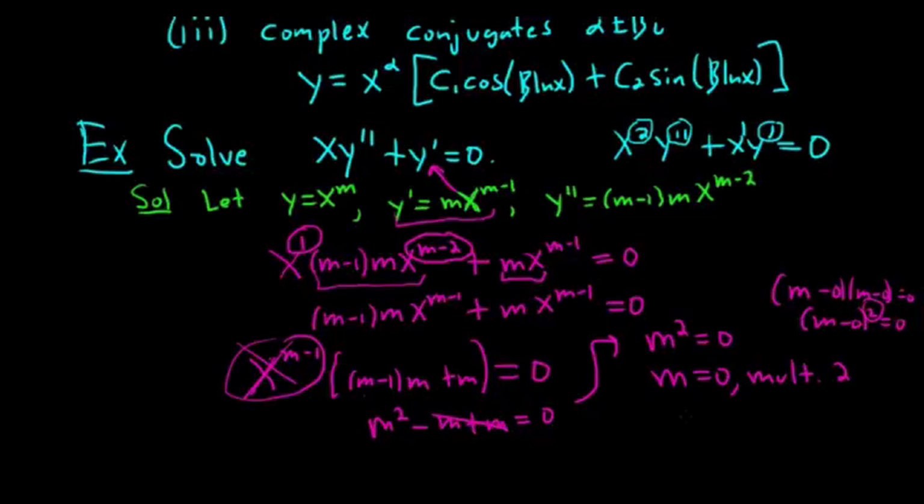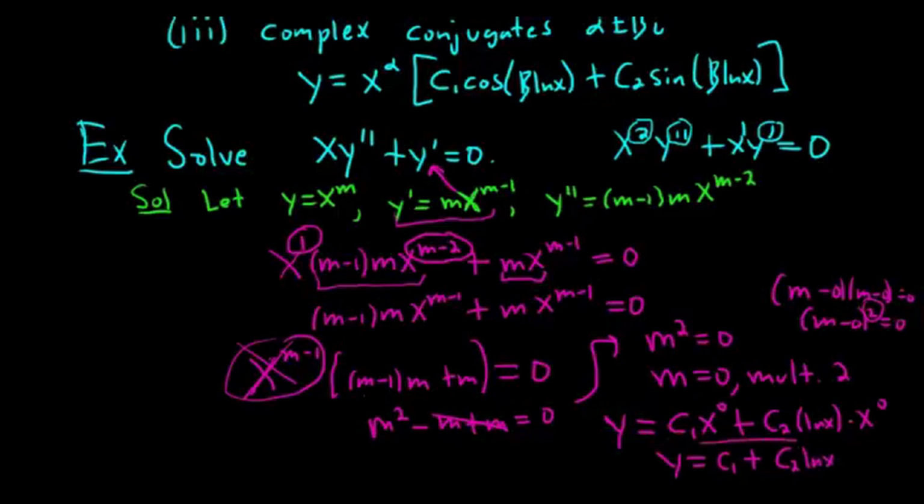Okay, so that means our answer is going to be y equals c1 x to the 0, plus c2, and then it's repeated, so we have to have ln x times x to the 0. So y equals c1 plus c2 ln x. And that would be the solution to the differential equation.